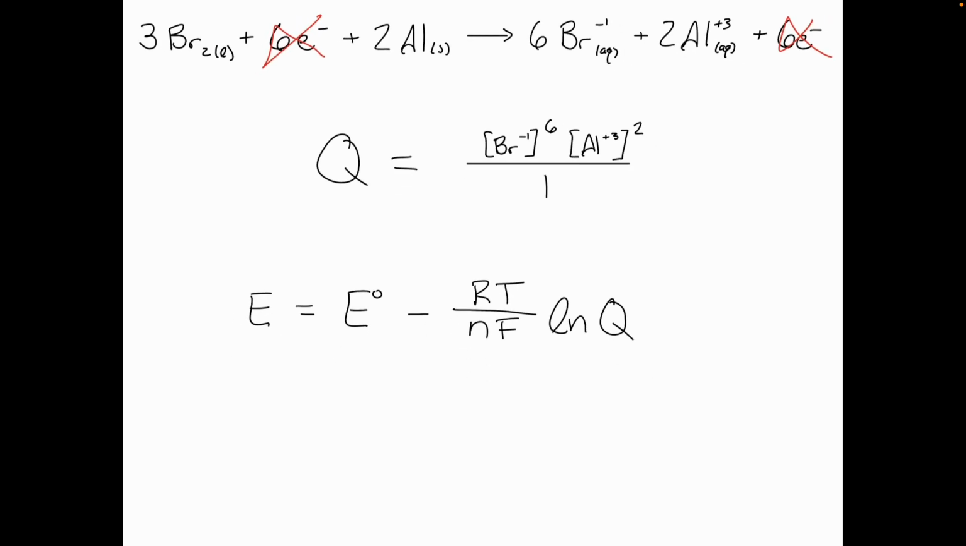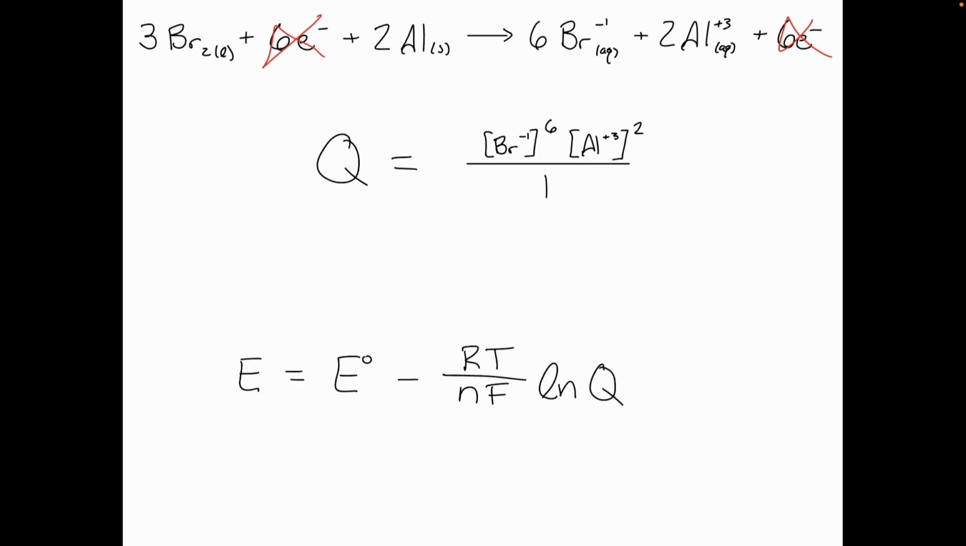Okay? And again, if those concentrations were 1 molar, then I would just look at my standard cell potential. But now let's say that the concentration of bromide is 1.5 molar, and the concentration of aluminum ions is 0.25 molar. Okay, everybody take a second and calculate the potential of this battery under these conditions. Oh, never mind, we've got no time.